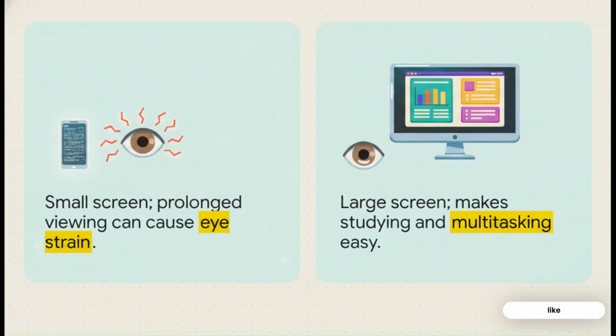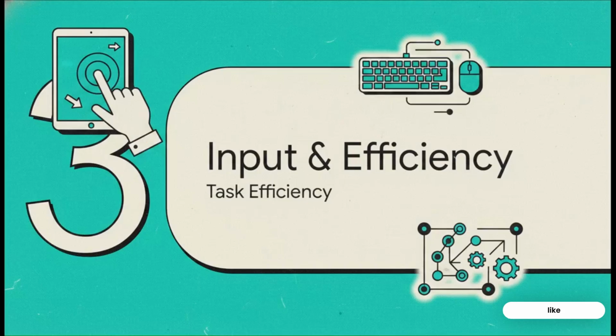Contrast that with PC screens. Large displays make studying, researching, and true multitasking just vastly easier. Having 2 documents open side by side on a PC monitor fundamentally changes your workflow compared to constantly swiping between apps on a phone. The PC facilitates seamless multitasking, which helps protect your visual health and your focus during those really long work hours.